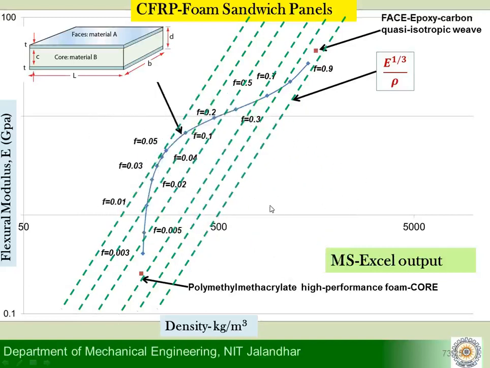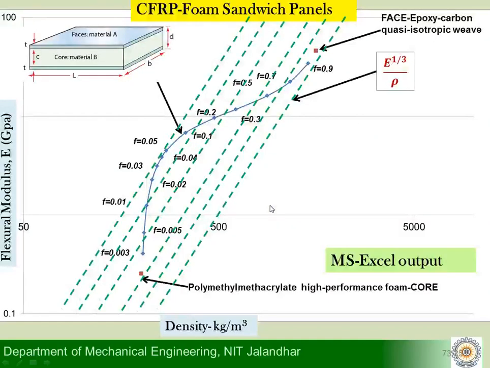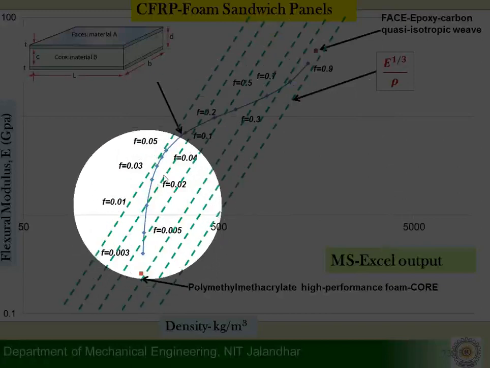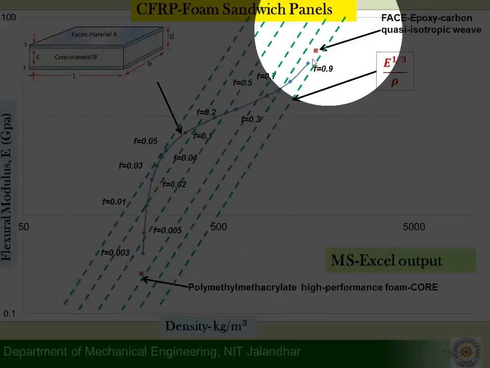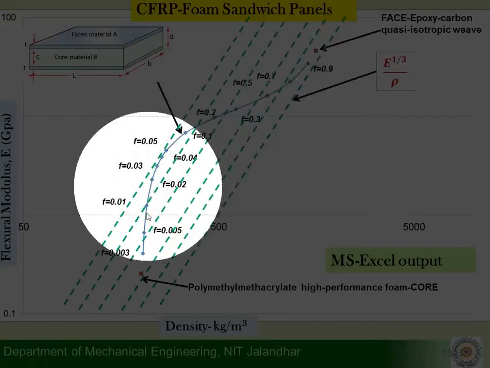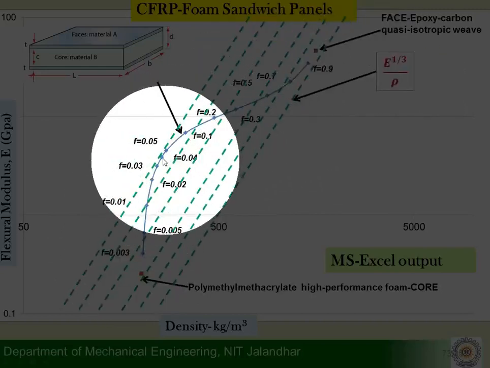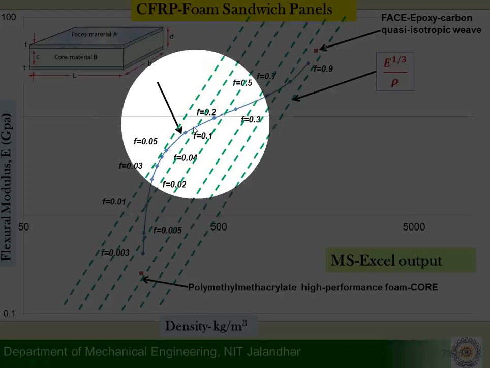So what we can simply take home from here is that the sandwich materials that you generate here are better than the individual constituents taken separately, and in terms of material index they perform much better. And obviously you can do the optimization based upon whether it is a cantilever beam, a simply supported beam, or any other type of beam.